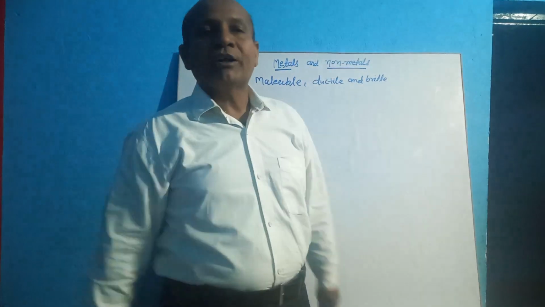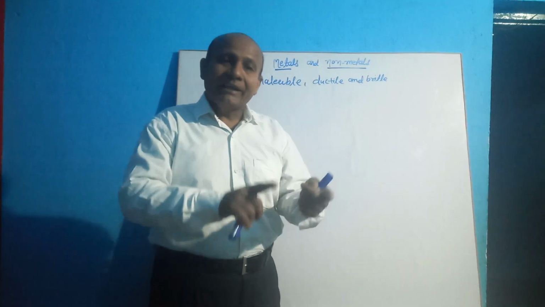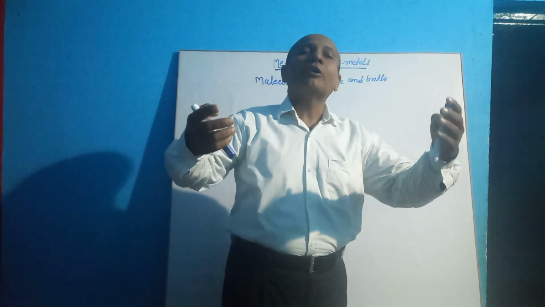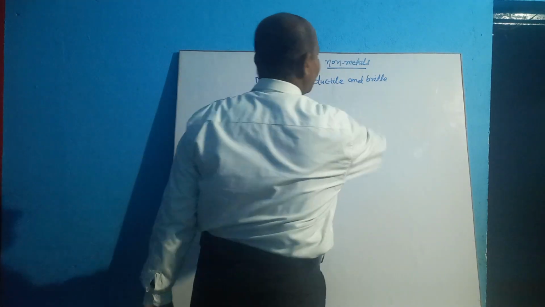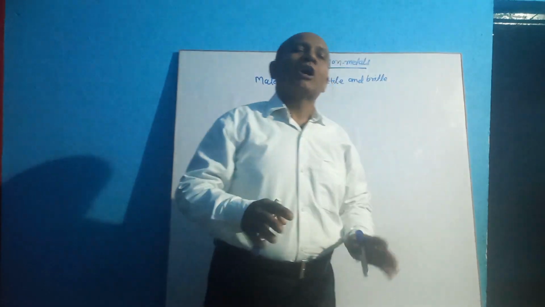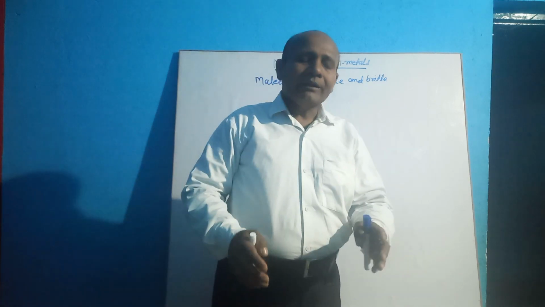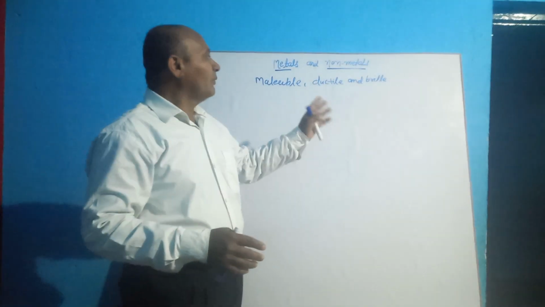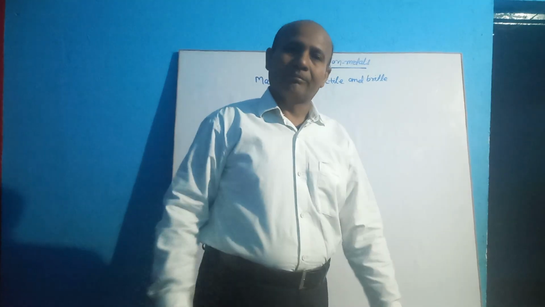Ductility is the property of elements due to which they can be stretched or drawn to form thin wires. Brittle means which breaks into pieces on hammering or stretching. Keeping all these points in mind, we will now write the definitions of metals and non-metals.